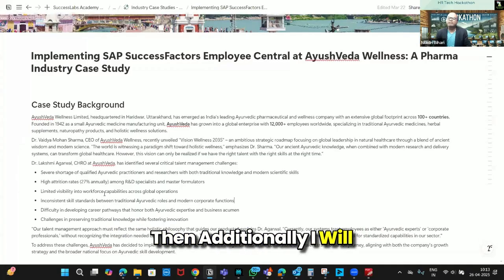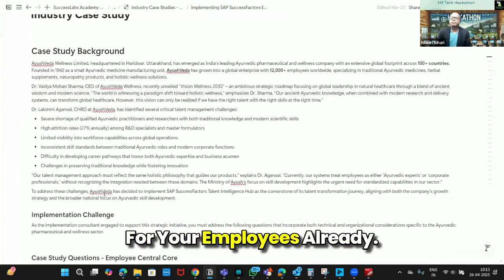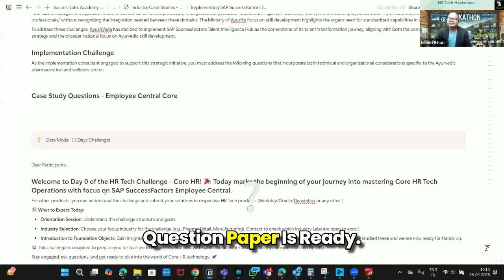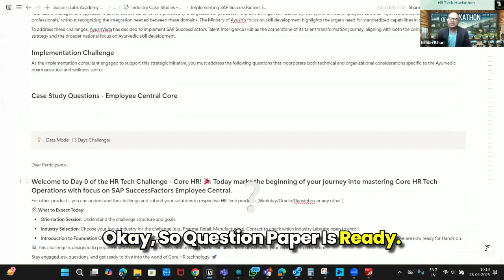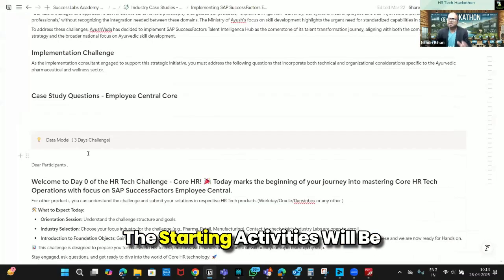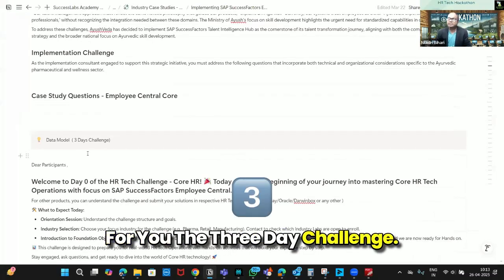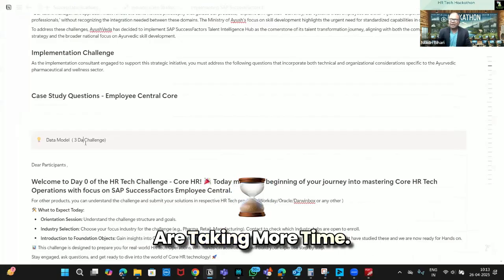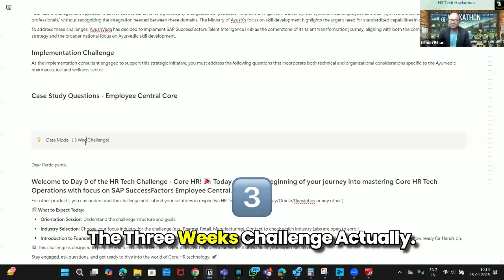Then additionally, I will give you activities for your employees. Since you have chosen Employee Central, the question paper is already ready. The starting activities will be a 3-day challenge, actually a 3-week challenge. Initially I thought of it as 3 days, but people were taking more time, so at a later point I changed it to a 3-week challenge.